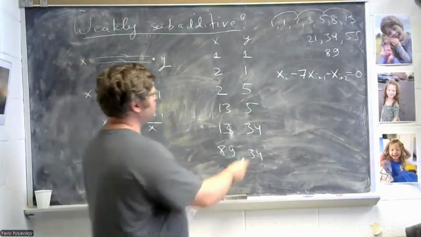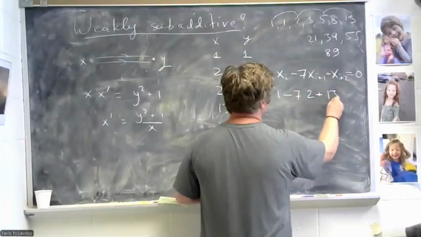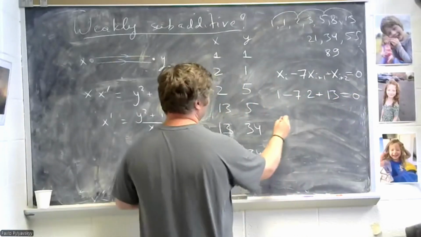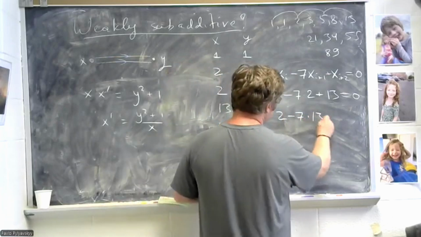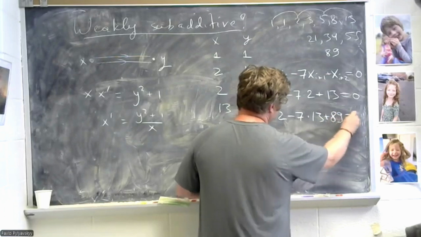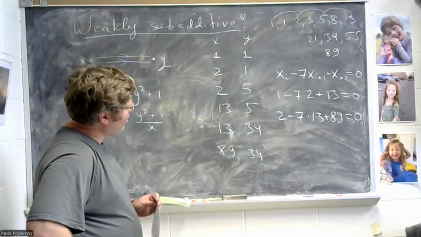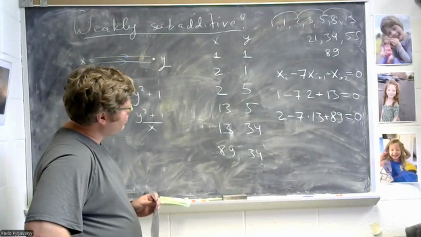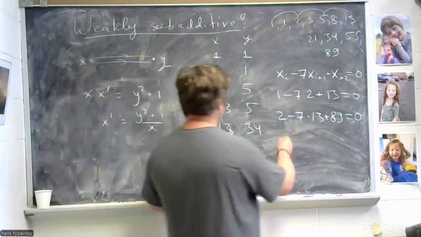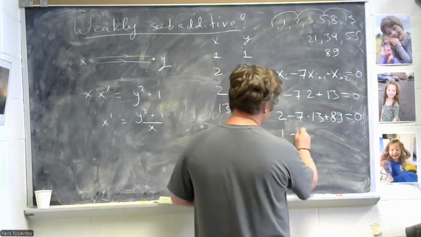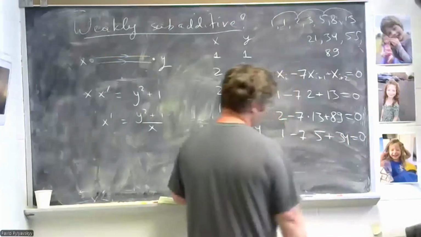Okay, so let's try it. 1 minus 7 times 2 plus 13 is 0. 2 minus 7 times 13 plus 89 is 0. Does it seem true? It seems true. We can actually do it on the other side. 1 minus 7 times 5 plus 34 is 0.